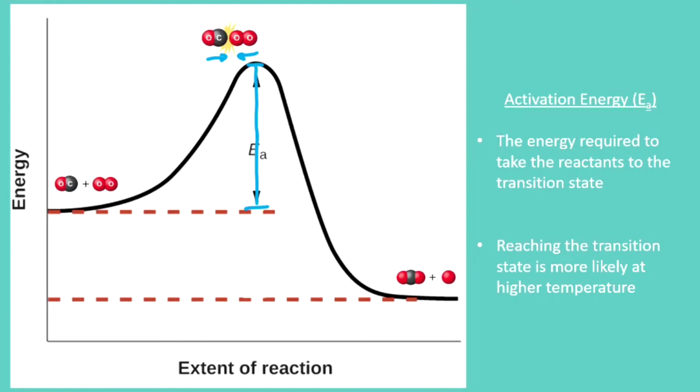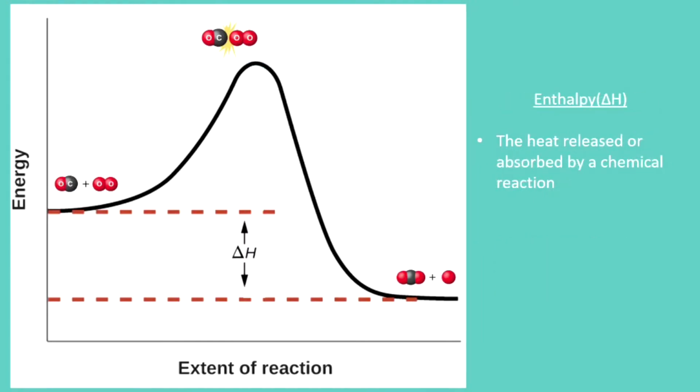The next term you need to be familiar with is enthalpy, and that's the heat released or absorbed by a chemical reaction. So here we actually don't care about how tall this peak is. We only care about the difference between our reactants and our products, because ultimately the amount of energy we get out depends only on this difference, enthalpy, which is symbolized with delta H. So if the reactants are higher in energy than the products, we call that an exothermic reaction. It's going to release heat.